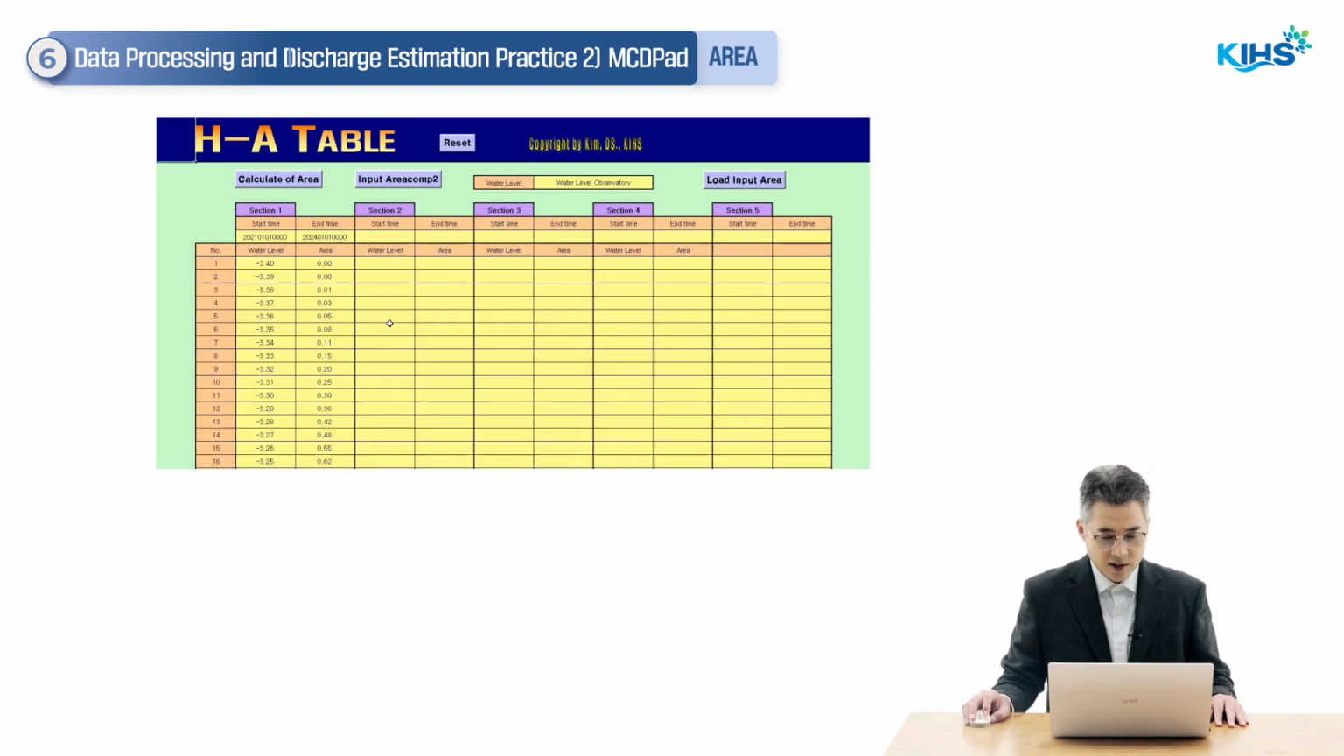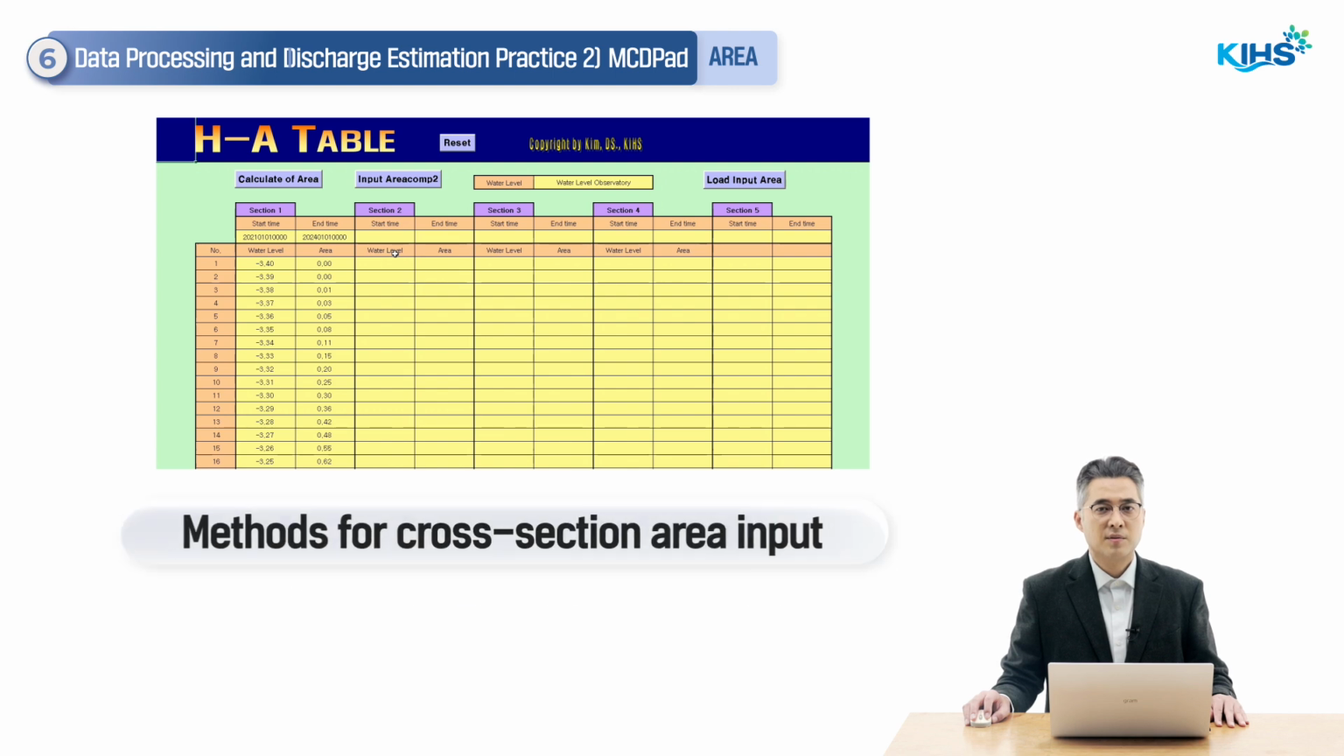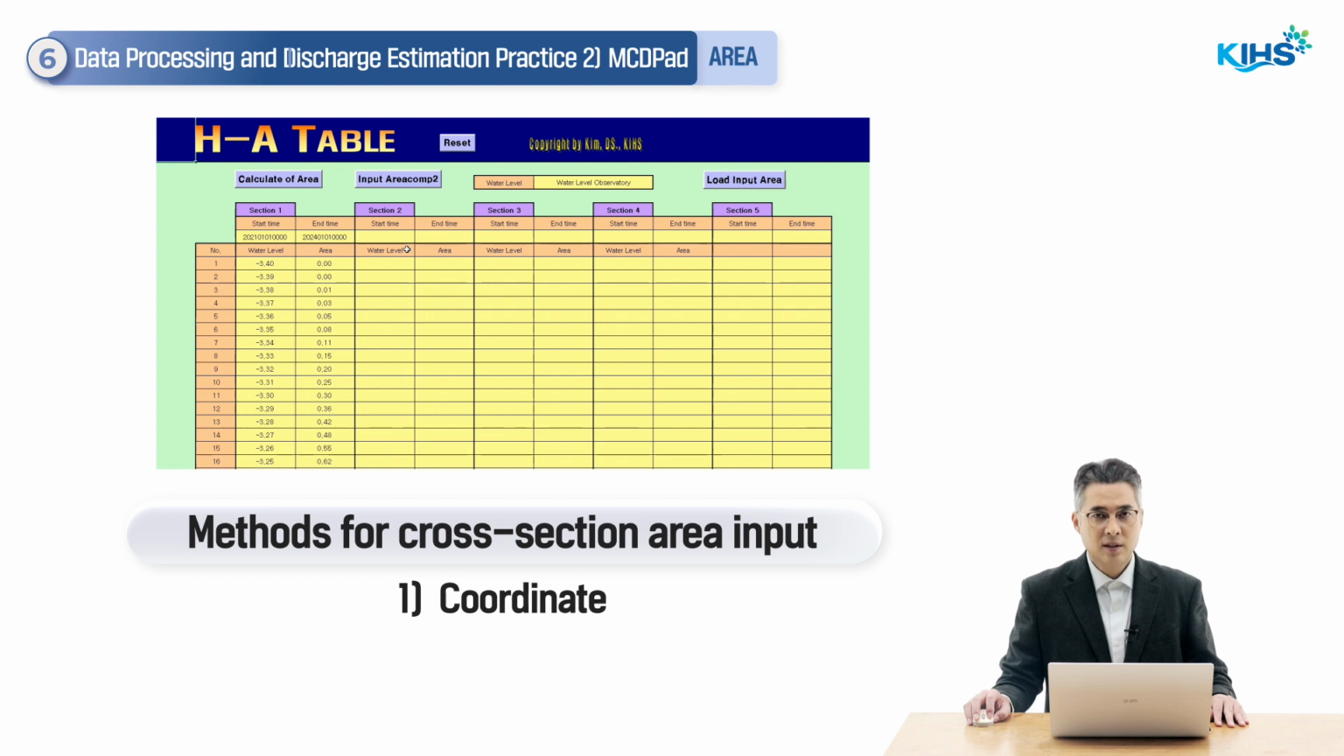Next, the area sheet is used to enter cross-sectional area information. After selecting the station, cross-section data can be entered for up to 5 periods. There are 3 ways to input cross-sectional area data. The first is the coordinate method using distance and elevation values. The second is the HA relation, entering a 6-order polynomial equation. The third is the HA table, where stage and area values are entered in a tabular format.